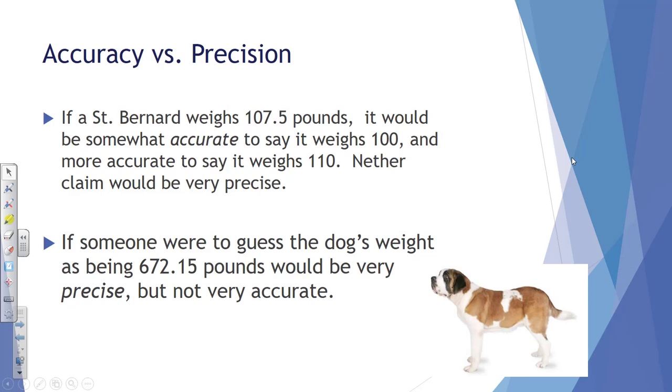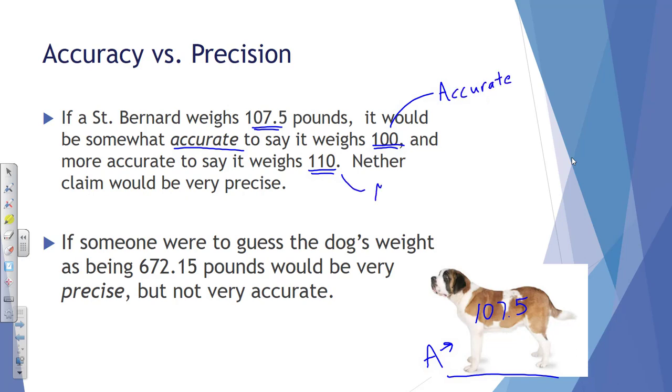Okay, so take the weight of a dog. We have this St. Bernard here, example A. He weighs 107.5 pounds. Now, if we put him on a scale, it would be reasonably accurate to say that that St. Bernard weighs 100 pounds, right? It's not exact, but it's not wrong to say that. It would be more accurate to say that he weighs 110 because that's even closer to his actual weight of 107.5. So, 100 pounds, that's accurate. 110, that's more accurate.